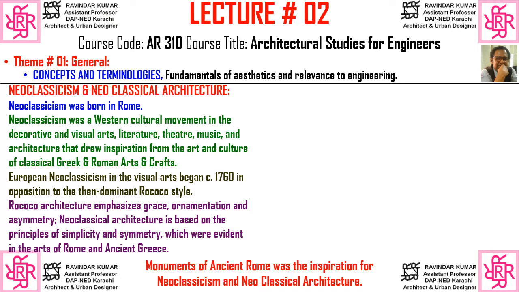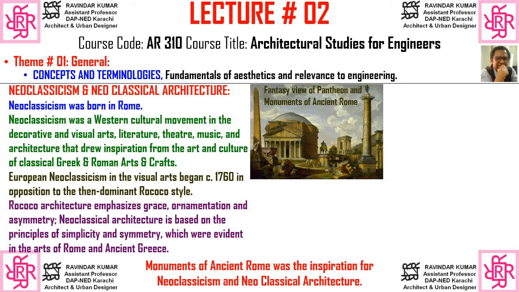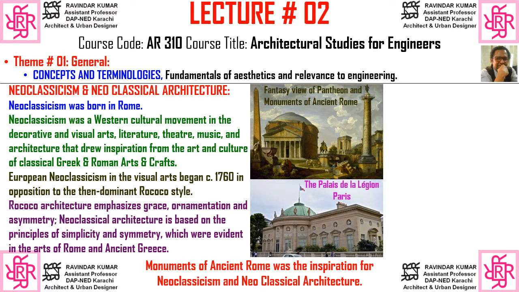There are monuments of ancient Rome, which were the inspiration for neoclassicism and neoclassical architecture. For example, look at this fantasy view of the Pantheon and monuments of ancient Rome, where you find different kinds of buildings that are evident, such as the building with a pediment. A similar kind of architecture you find in the Palais de la Légion d'Honneur in Paris, where a similar form of dome is used as in Roman and Greek style.